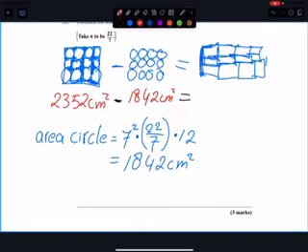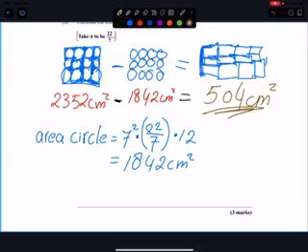And then your answer becomes, subtracting them from each other, and your answer becomes 504 square centimeters. Oh, it's 48. Sorry. Yes.